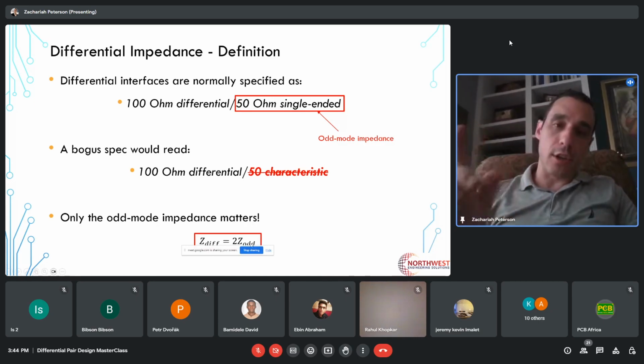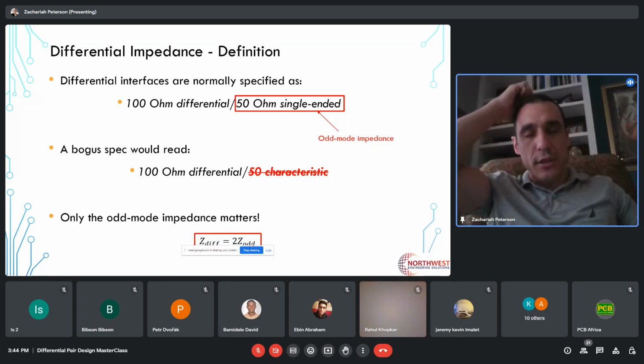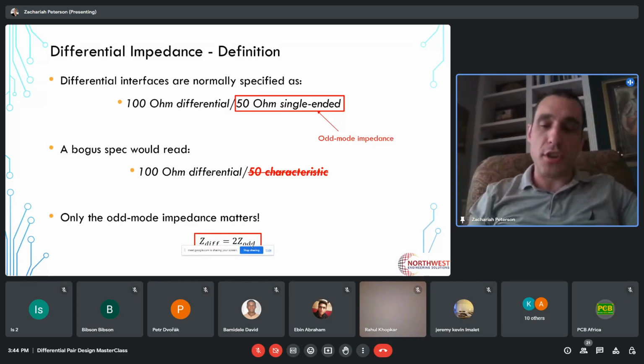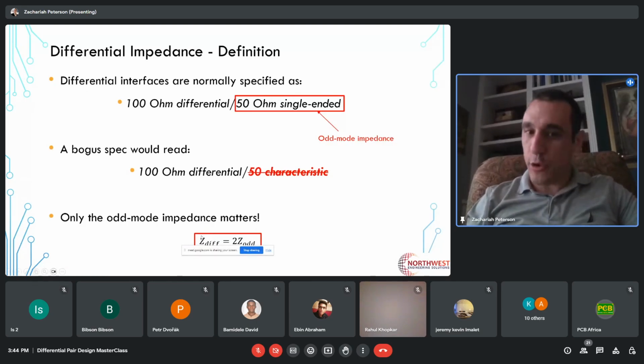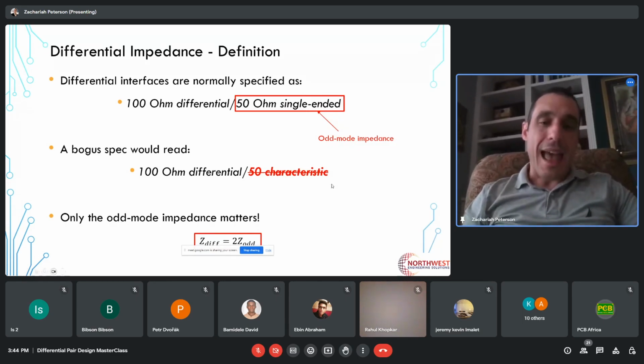And if you look back at the earlier termination circuit example for the Stratix device, you'll actually see that those termination resistors are sized to match the odd mode impedance and not the differential impedance. So the odd mode impedance is the only impedance that matters, including the impedance for impedance matching at a differential interface.